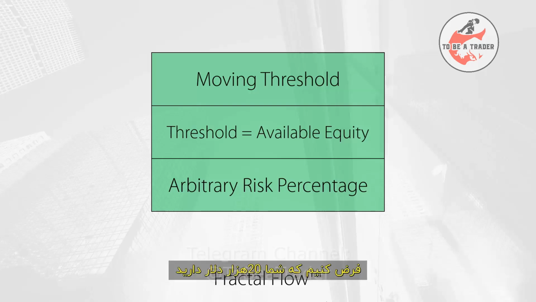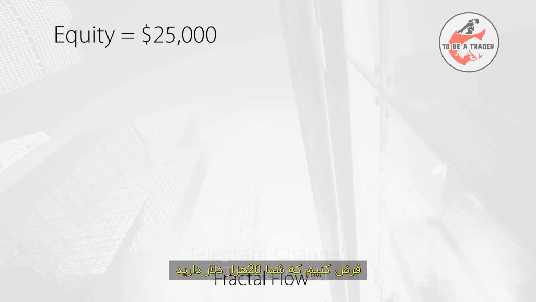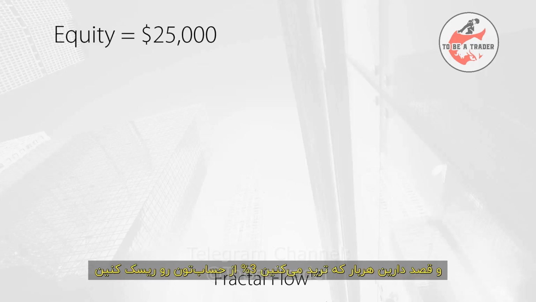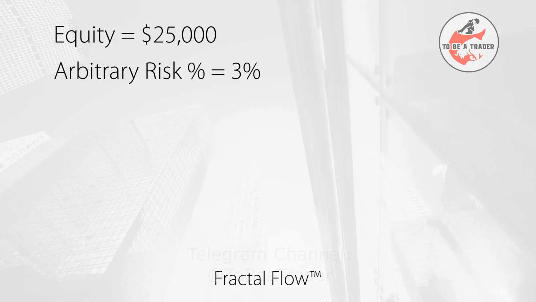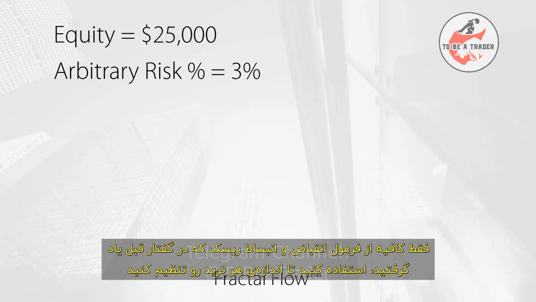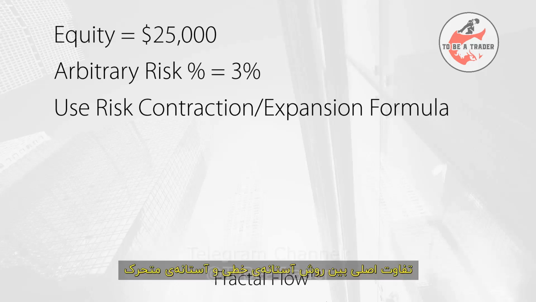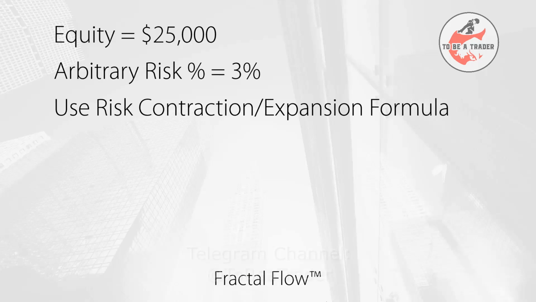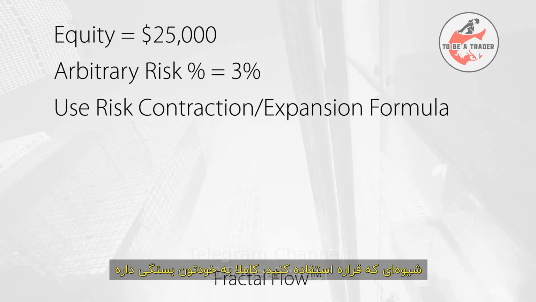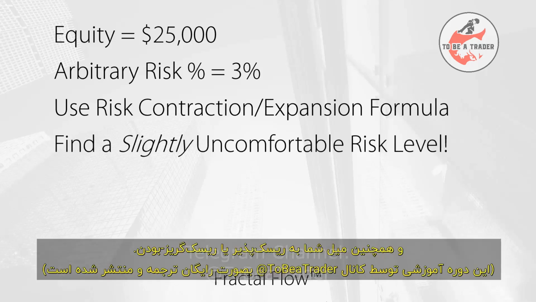For example, let's say you have $25,000 and you want to risk 3% of your account every time you make a trade. All you need to do is use the risk contraction and expansion formula you learned in the last lecture to adjust the size of each trade. The main difference between the linear threshold and the moving threshold method is the nature of how the arbitrary threshold shifts. The method that you are going to use is completely up to you due to the subjective nature of how each person interprets risk and your tendency to be risk-seeking or risk-aversive.